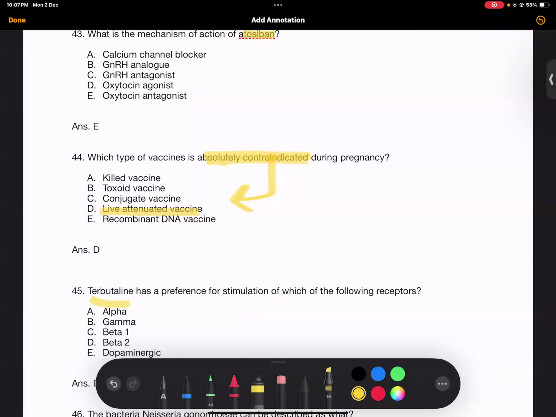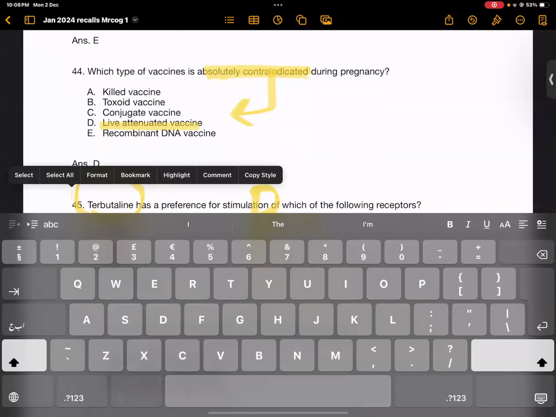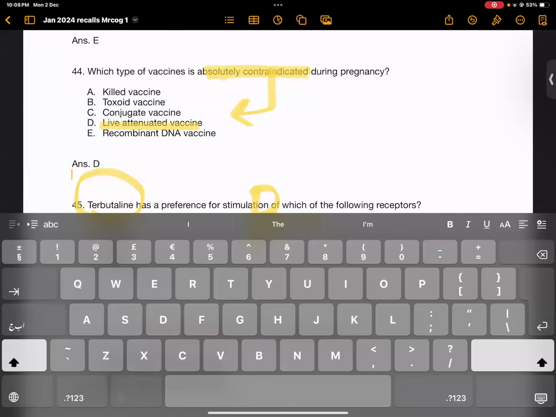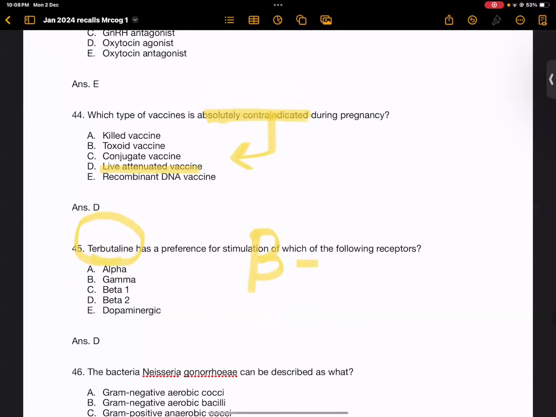Terbutaline acts on which receptors? Alpha, gamma, beta 1, beta 2. So actually it is beta, but which beta, 1 or 2? Beta 2, yes, great. So it is actually beta 2.